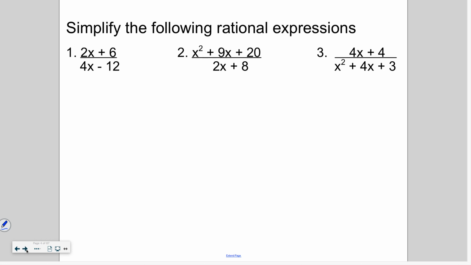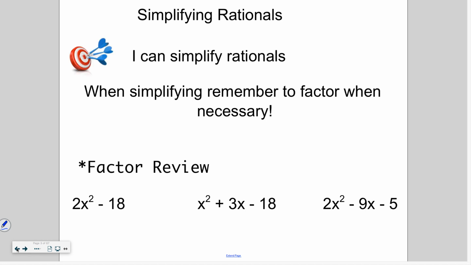So if we go over, we're going to simplify rationals first. Now, the easiest thing to do, all you've got to do is remember to factor. Okay? So we're going to do a little bit of a factor review to make sure that you're good with that.